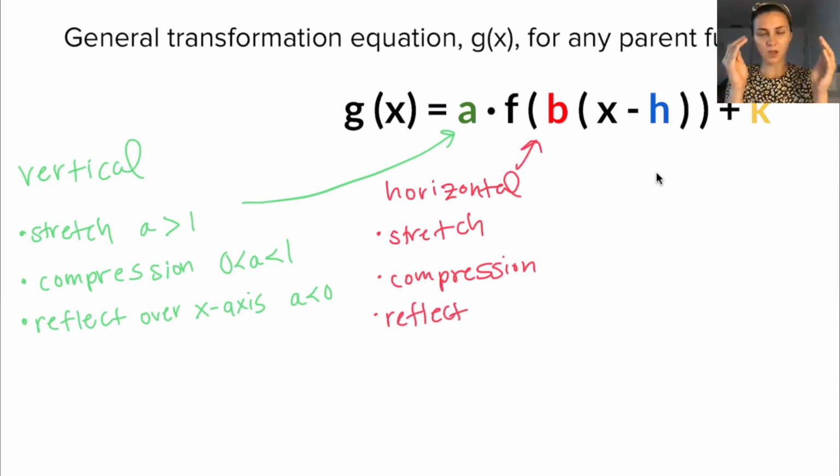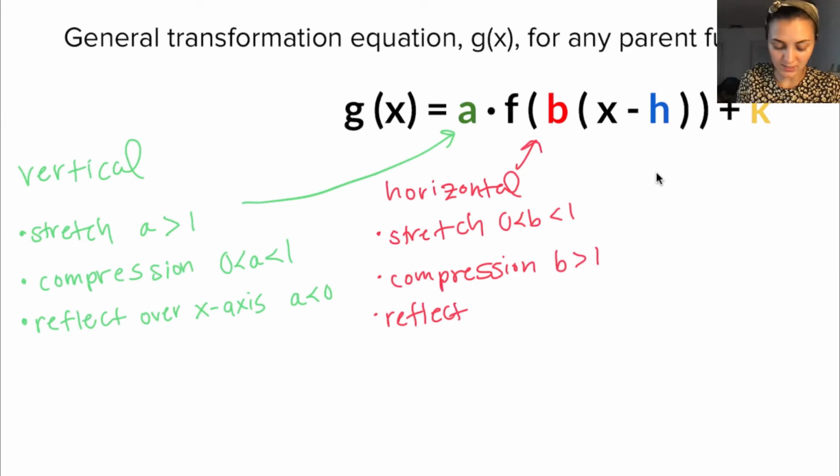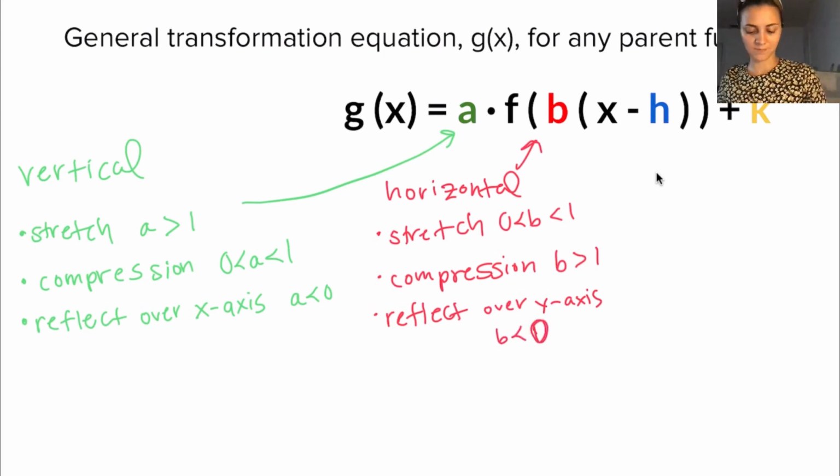Inside of the argument is kind of like the upside down, where everything that you think happens is the opposite. So if B is between 0 and 1, B will cause a stretch, and B will cause a compression if B is greater than 1. However, this one's the same, so it will reflect over the y-axis if B is less than 0, which will make B negative. Okay.